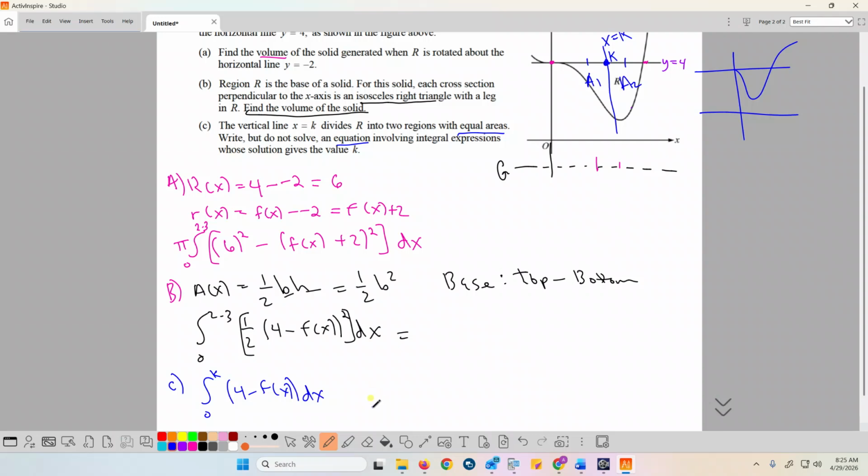dx. And then that's supposed to equal the other area, where the lower limit will be k now, but it goes to that 2.3 that we found earlier. So that's supposed to equal the integral from k to 2.3, and again, top minus bottom. That still appears to be 4 minus f of x. Close that parentheses and throw that dx at the end.